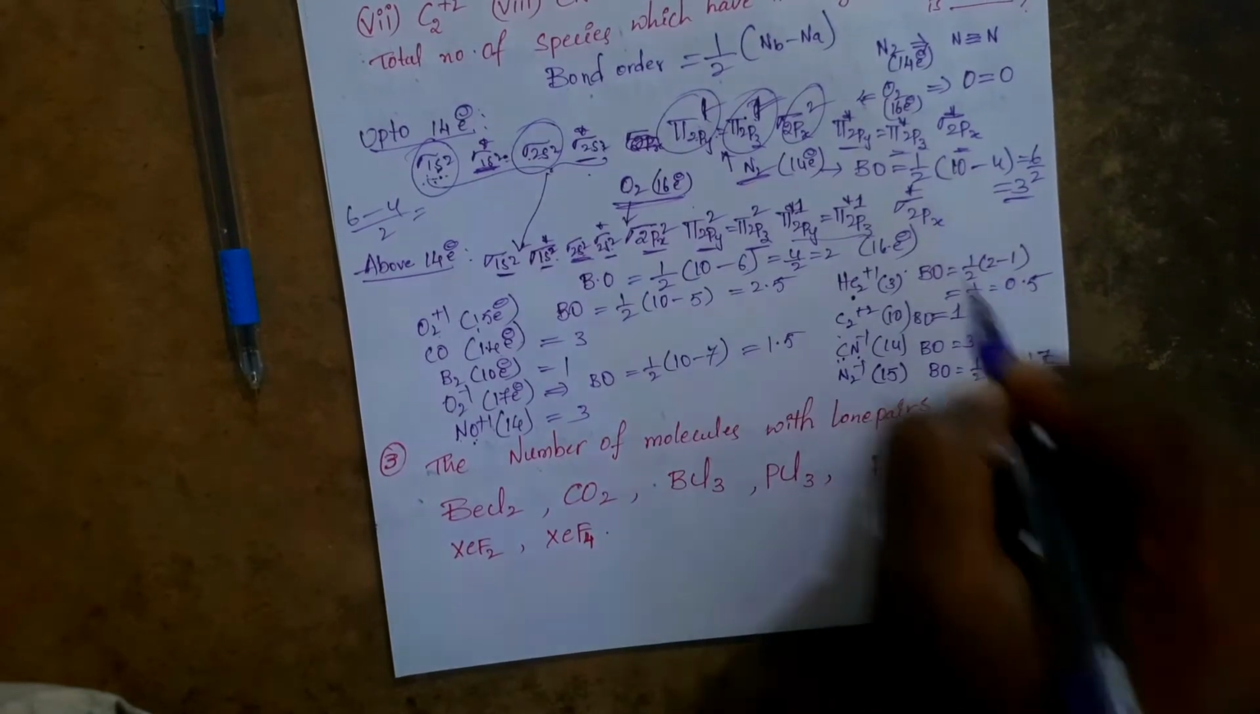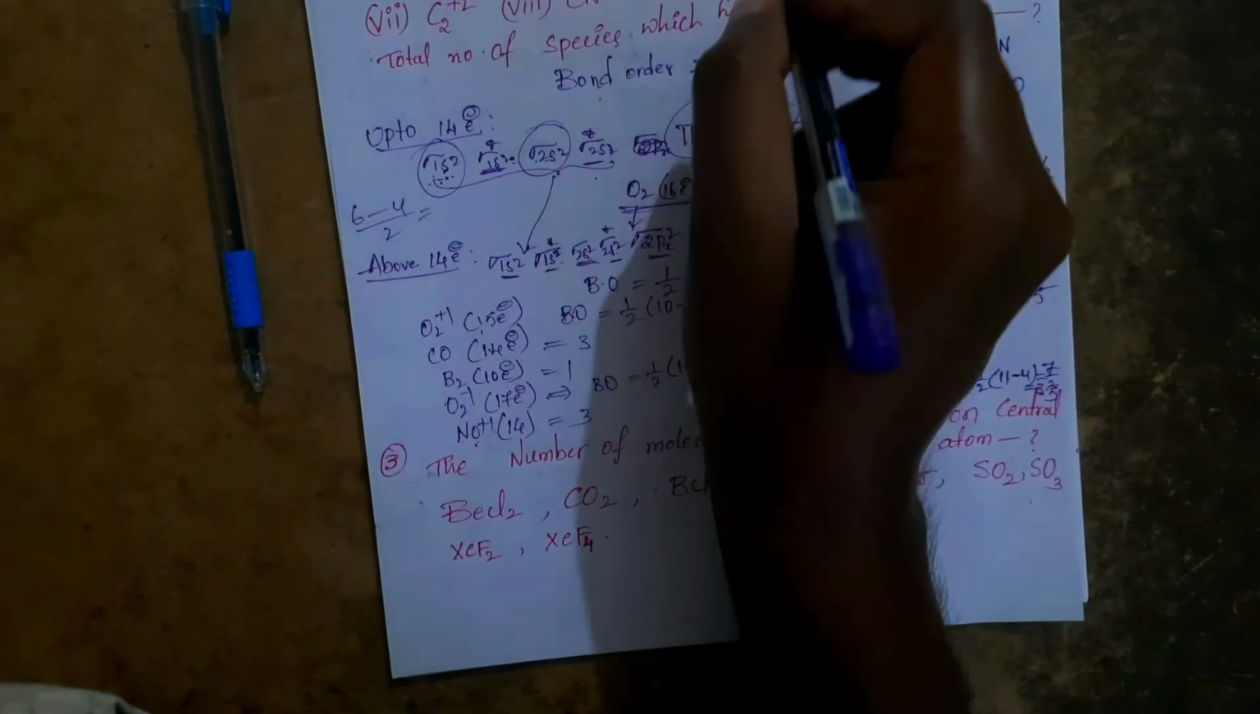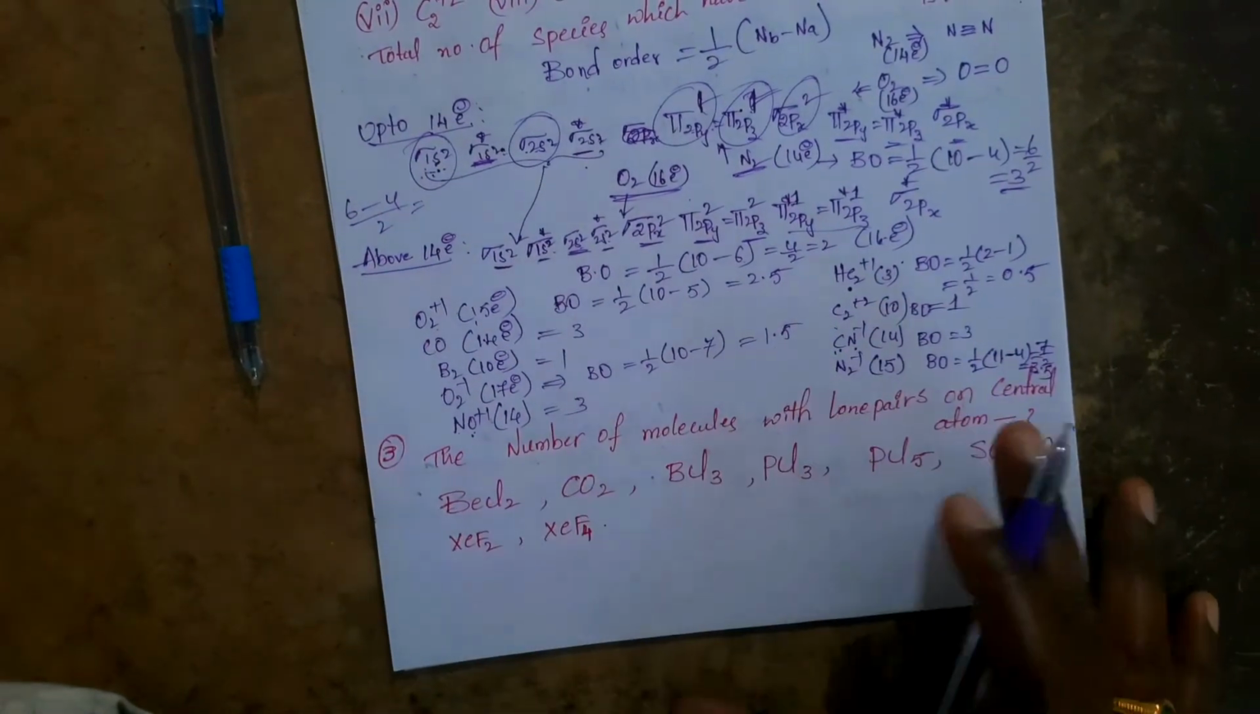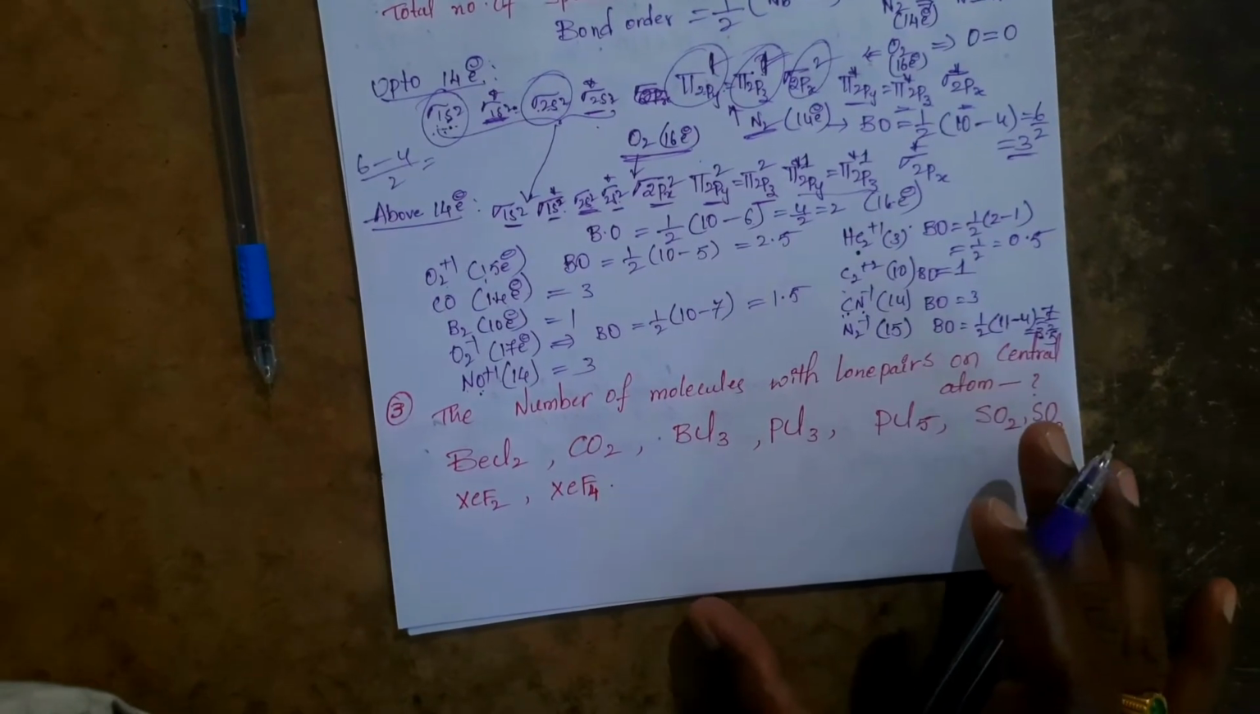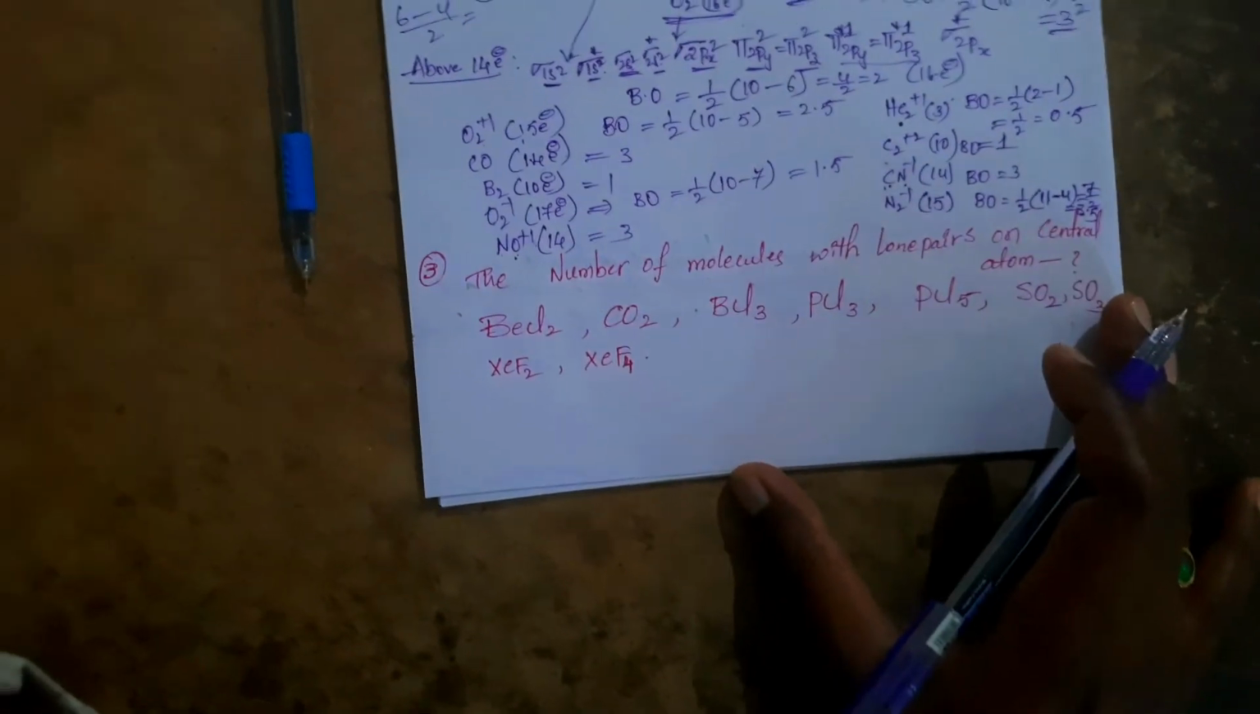Okay, now which are having fractional bond order? 1, 2, 3, 4. Only 4 species are having fractional bond order. I think you got some clarity about this. So let's get into the next question.